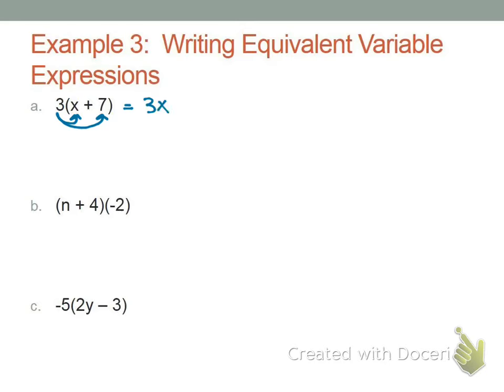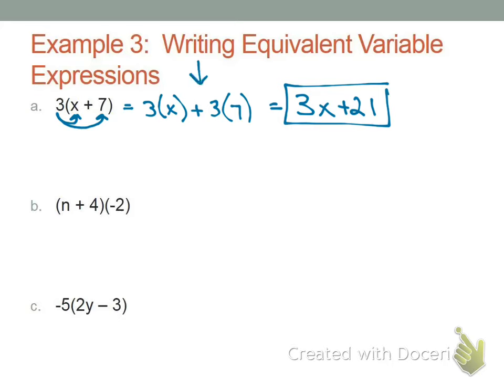And 3 times 7 is 21. So here's what I do. I'm going to write an equivalent expression. So I write 3 times x, or I know that it's 1x, plus 3 times 7. There's my equivalent expression, and now I can simplify, equals 3x plus 21.